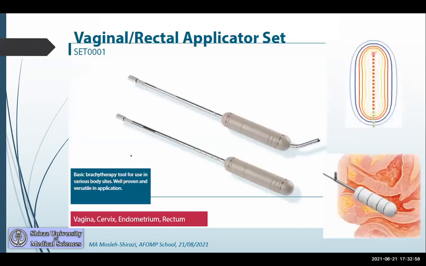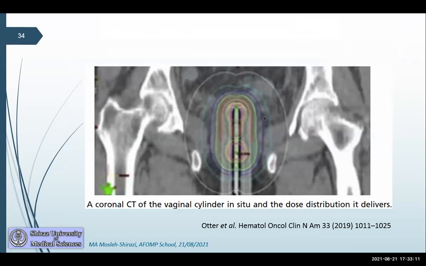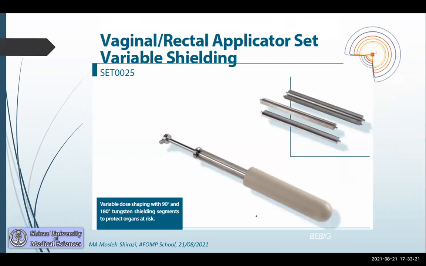Right, onto the applicators, various types. This is the famous cylinder, or the vaginal or rectal applicator, giving this famous sausage shape dose distribution. And this is a coronal CT of it inserted. You might not even need the imaging for this kind of very simple geometry. Here is a version with shielding so that you could, for example, shield the rectum, so part of the dose distribution is omitted.